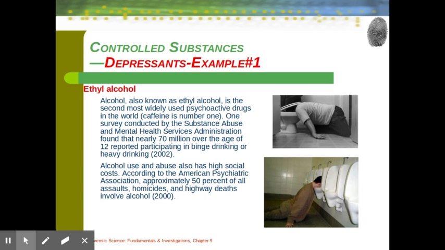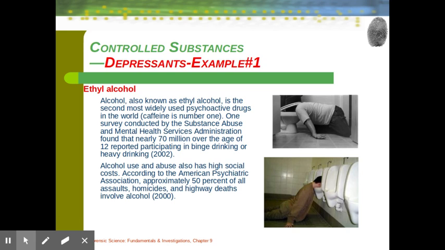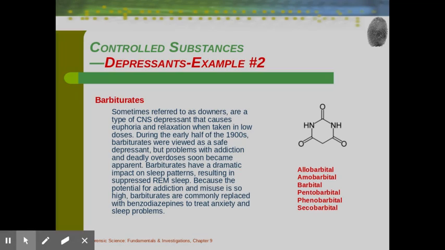You don't make good decisions. You do things that might come back to haunt you later when you're not drunk anymore. So alcohol abuse also has high social cost. Approximately 50% of all assaults, homicides, and highway deaths involve alcohol. So think about that. 50% of all murders, somebody was drinking. Maybe they wouldn't have killed that person if they hadn't been doing that. So it can be one of those things that lead you to make bad decisions, like we said.